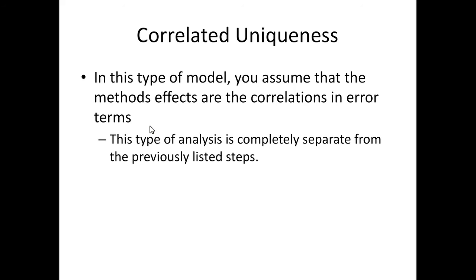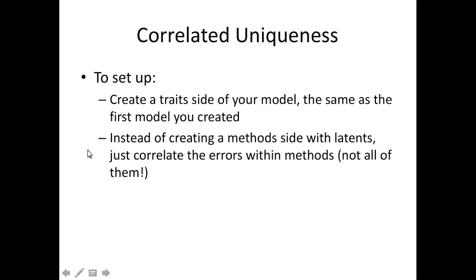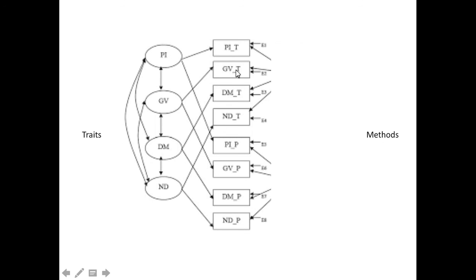And then, like I said, this is completely separate from the Widaman steps. It's a different approach to MTMM, so we're going to try both. So what you do is you create a trait side of your model, which is the CFA that you've been doing before, and then instead of adding latents for your methods, you just correlate the errors within each method. So not across methods, within. And I'm really terrible at drawing little covariance arrows, and so essentially what happens is you don't have those latents anymore, and so all 4 of these have t's, so I would correlate the errors between these 4 items, and then I would correlate the errors between these 4 items.